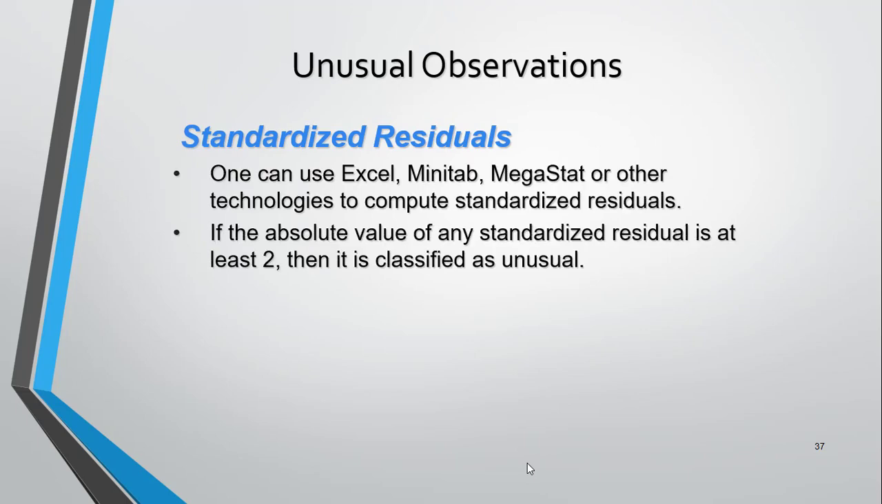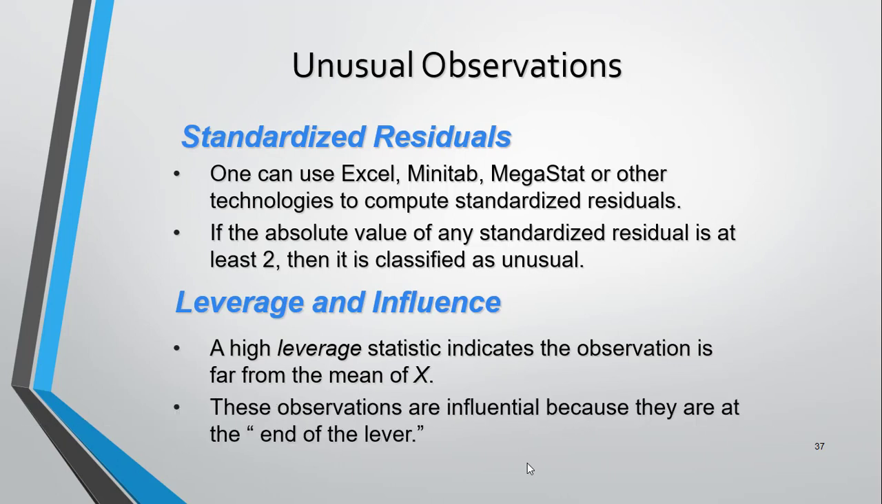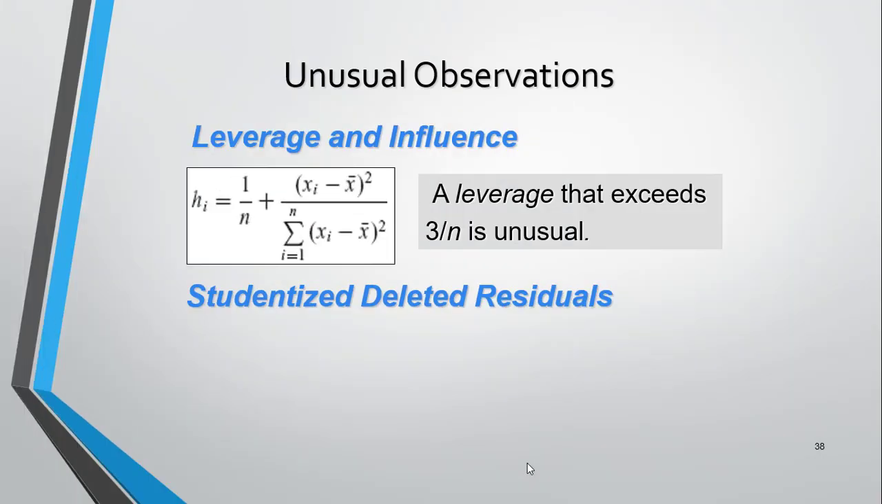Unusual observations. We can use Excel, Minitab, Maxstat, and other technologies to compute standardized residuals. If the absolute value of any standardized residual is at least 2, then it's classified as an unusual value. A high leverage statistic indicates the observation is far from the mean of x. These observations are influential because they are at the extreme end, so they have leverage. The leverage for observation i is denoted as h_i.